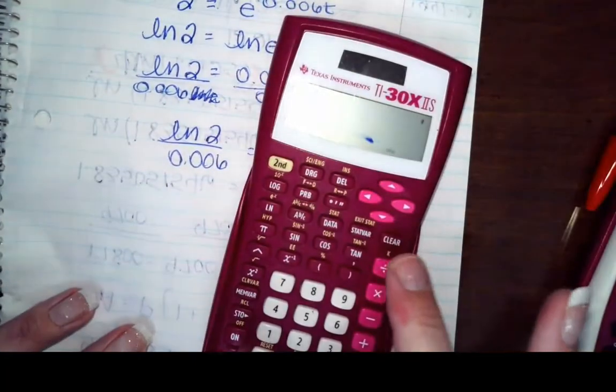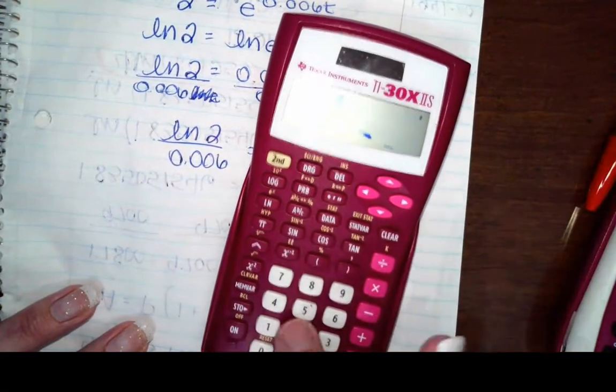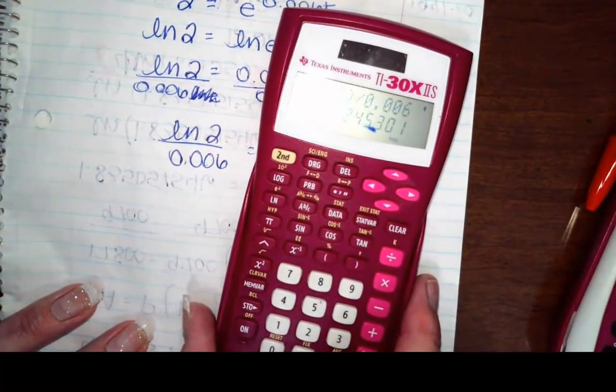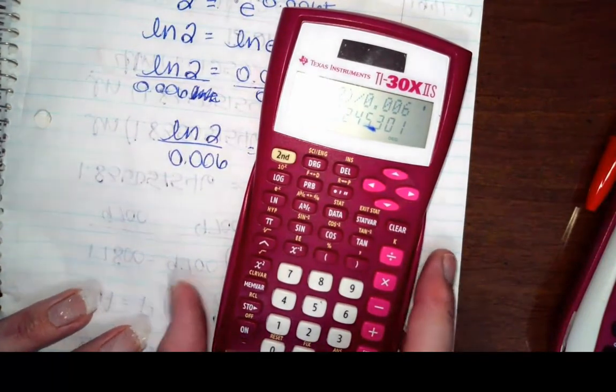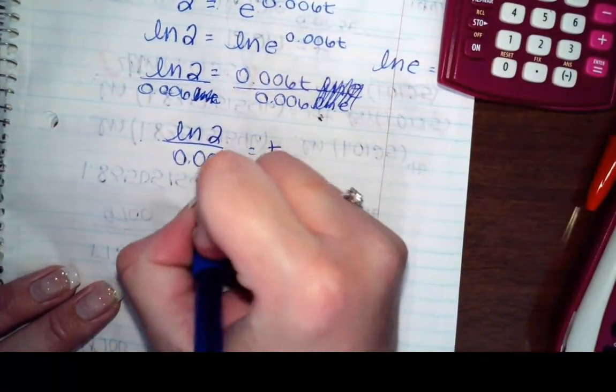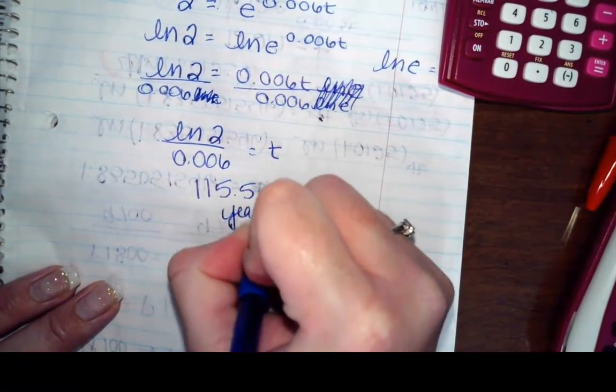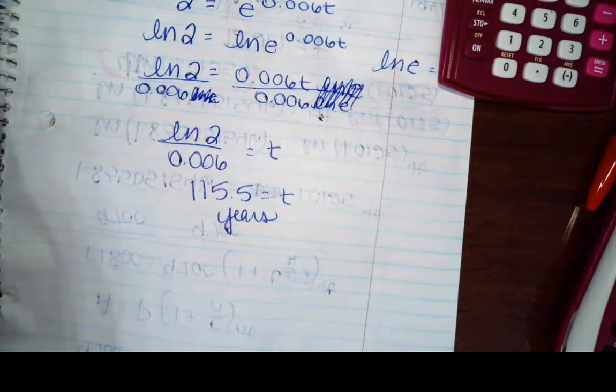So I've got the natural log of 2 divided by 0.006, which is going to give me 115.5. So 115.5 is that many years for the population to double.